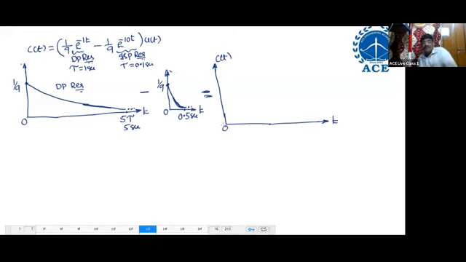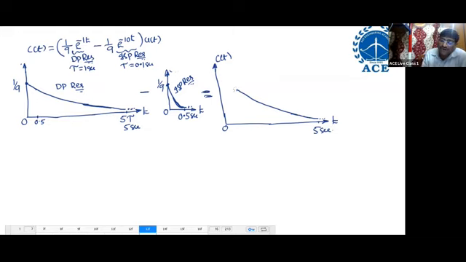What happened here? The insignificant pole response exists for the duration of 0.5 seconds only. After 0.5 seconds, this is 0. Whatever the dominant pole response is there, you will get that as it is. After 0.5 seconds, the dominant pole response as it is you will get like this. So this is 5 seconds.